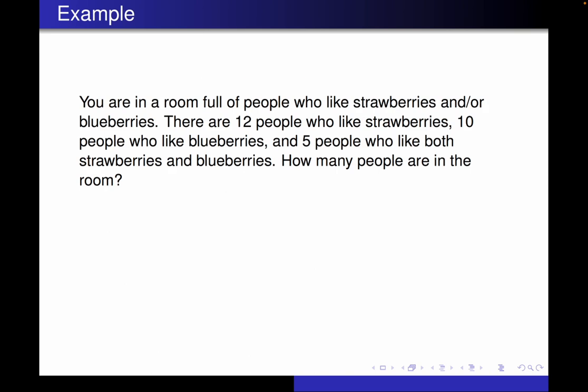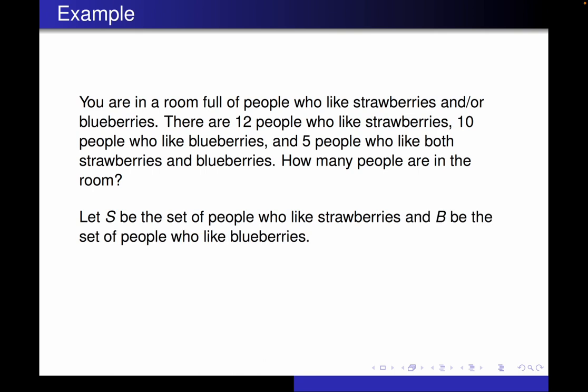As an example, suppose you are in a room of people who either like strawberries or blueberries or both. There are 12 people who like strawberries, 10 people who like blueberries, and 5 people who like both. How many people are in the room? If we let S be the set of people who like strawberries and B the set of people who like blueberries, we are looking for the cardinality of S union B, right? All the strawberry and blueberry people put together. That's what we want to count.